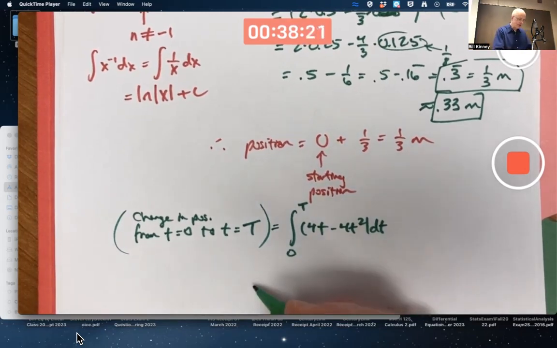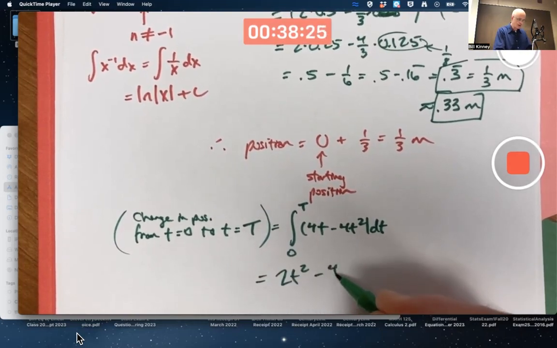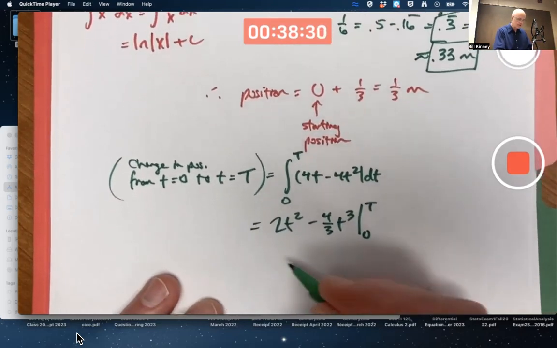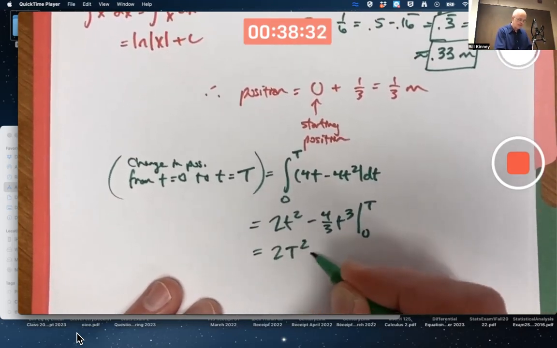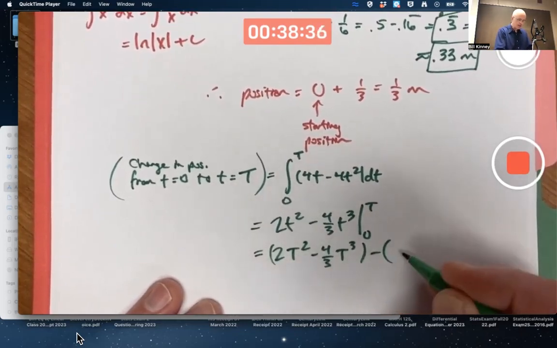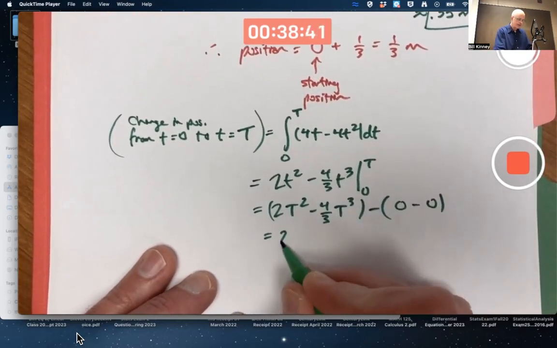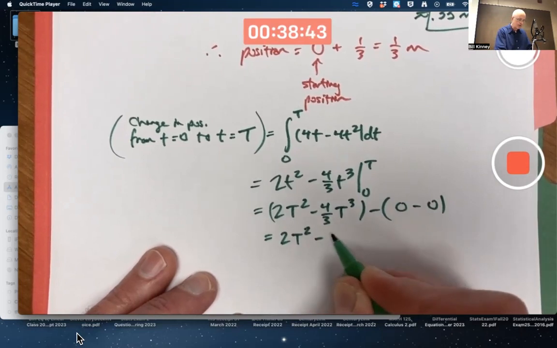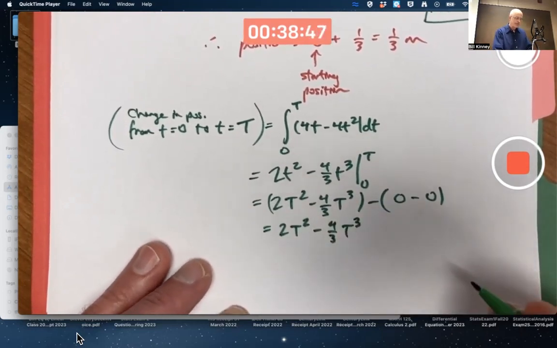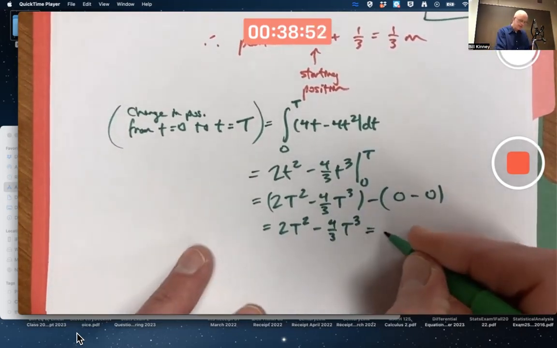Do this integral just like before. The antiderivative is 2t squared minus 4/3 t cubed. Evaluate from 0 to capital T. Plug in capital T. Subtract what you get when you plug in the bottom number, which is going to be a 0, but I'll write it there anyway. This simplifies to 2 times capital T squared minus 4/3 times capital T cubed. It's a function of capital T.